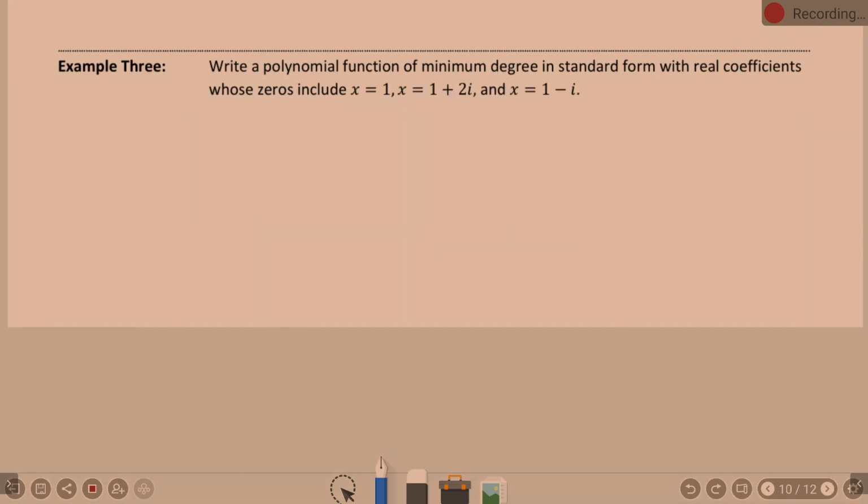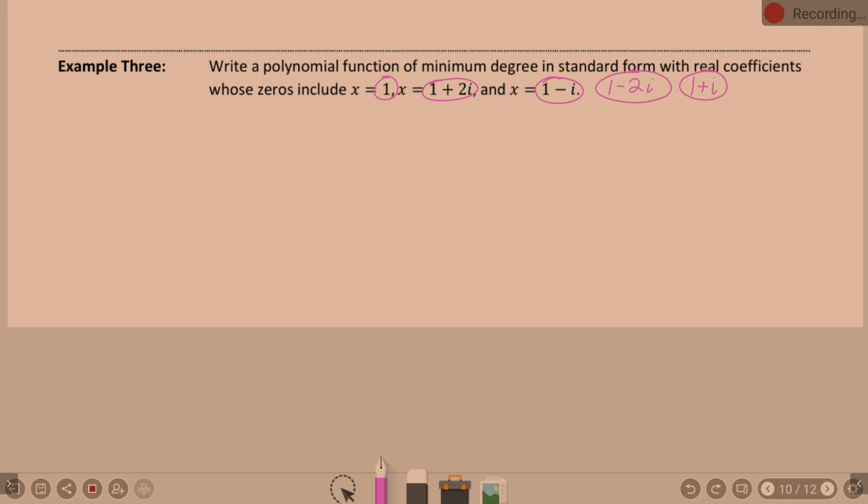What do we know? Okay, they gave us 1 plus 2i, so I also have to include 1 minus 2i. They gave us 1 minus i, which we need a 1 plus i. Yep. They also gave us an x equals 1. Do I need a conjugate for 1? Nope. No, it's real. 1 is 1. It's a loner here. Okay?